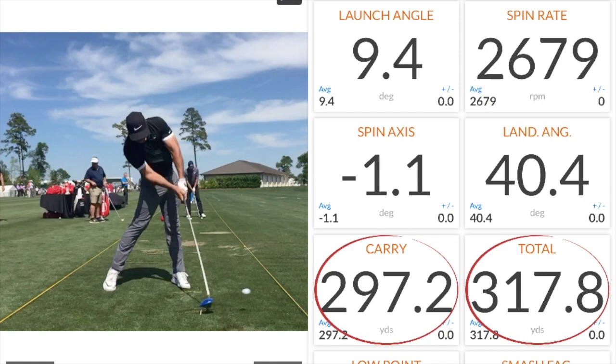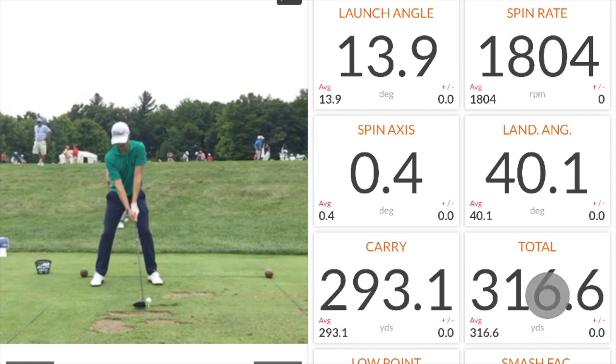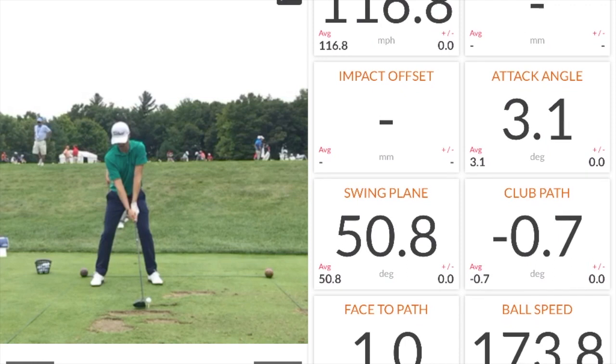Now let's bring up Justin Thomas here, and I want you to see how, when he has a driver in his hands, his total distance is just around a yard shorter than Brooks, and his carry distance is about 5 yards shorter than Brooks. But let's take a look at this for a second. Justin's club head speed is a good 5 miles an hour slower than Brooks. His ball speed is also 5 miles an hour slower. So how does Justin get more out of his golf swing? It really comes down to his angle of attack, which is an upward angle of attack.